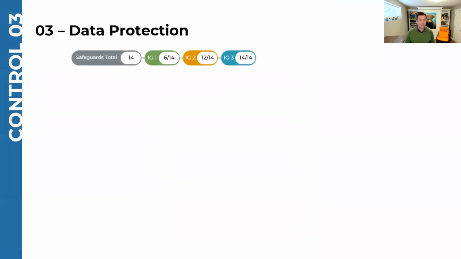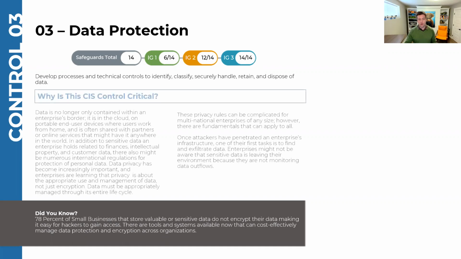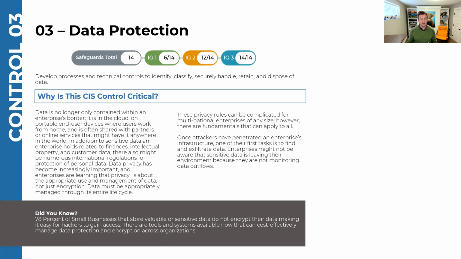All right, control number 3 is data protection. We can see that there's a total of 14 safeguards in this category. And it talks at the bottom here about controlling, identifying, classifying, handling, retaining, and disposing of data. And this has been a really big challenge for businesses as we've grown, as we've gone and worked remotely, because we're creating more data today, in a year, than all of humanity has ever produced leading up to this, and it's accelerating.